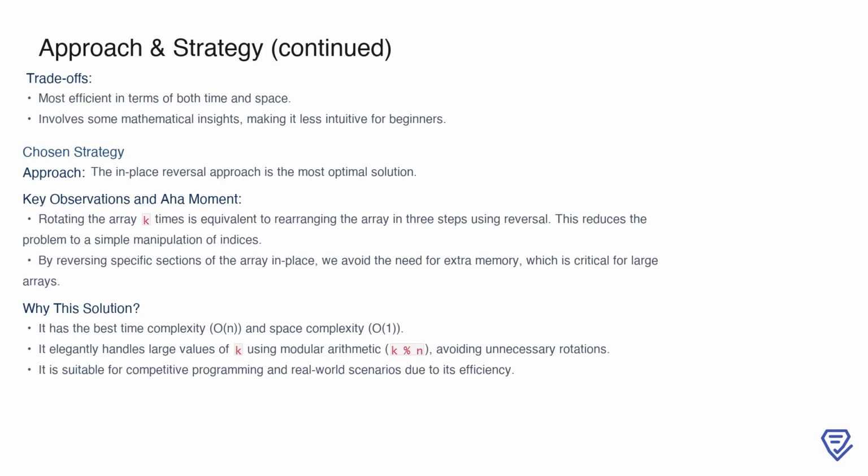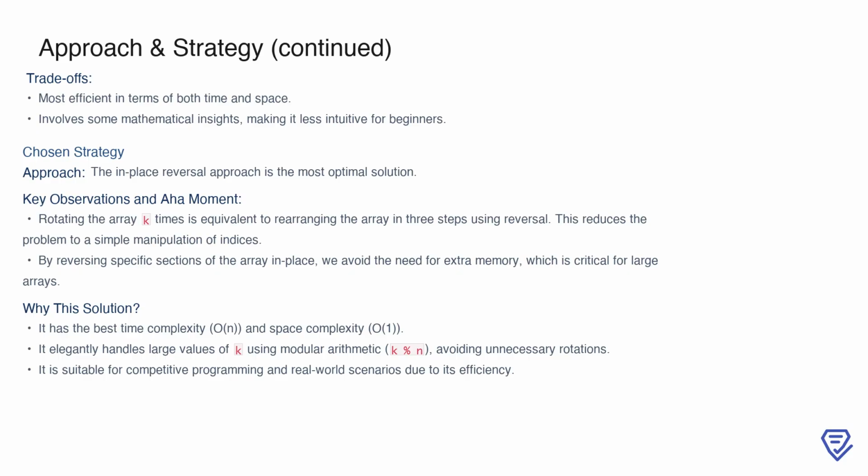The in-place reversal approach stands out as the best strategy due to its optimal balance of time and space efficiency. Its key strength lies in reducing the problem to simple array manipulations using reversal, which eliminates unnecessary rotations and extra memory usage. The modular arithmetic, k % n, ensures that even for very large k, the solution remains efficient. This method is particularly useful in competitive programming and real-world scenarios, where performance is critical.